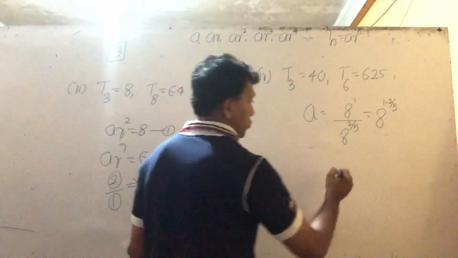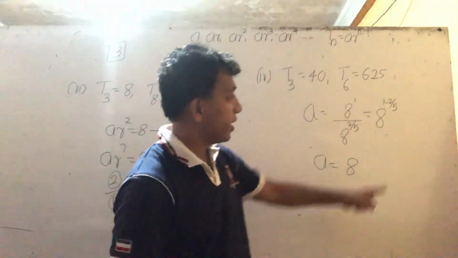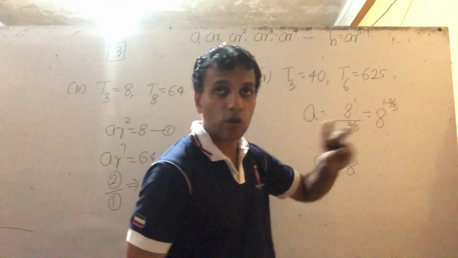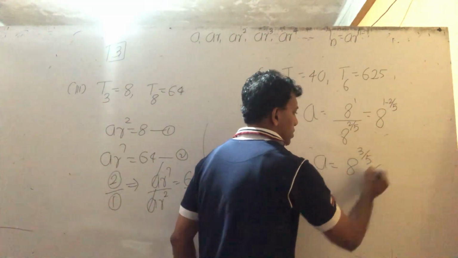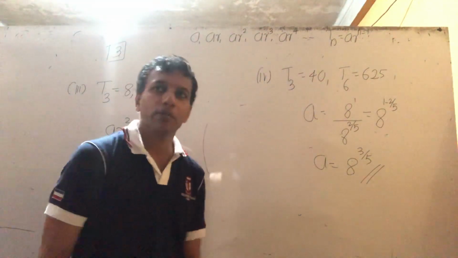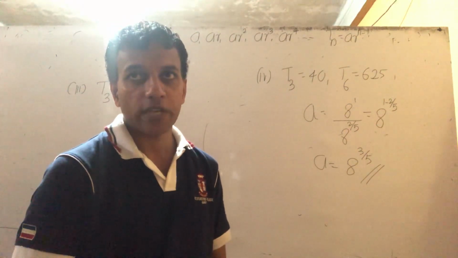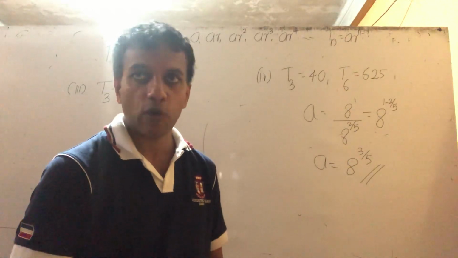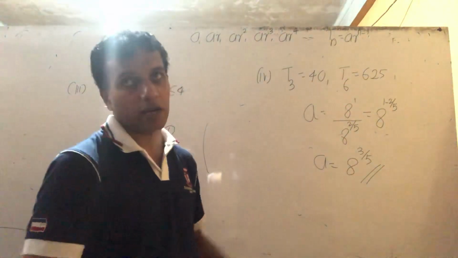What is that value? A equals 8 to the power, simplified, 5 minus 2 is 3, so 3 over 5. That's enough. It is a number, but not a perfect integer value. It can be found using any scientific calculator or, in our syllabus, a logarithm table. But here that's enough. This is the answer.